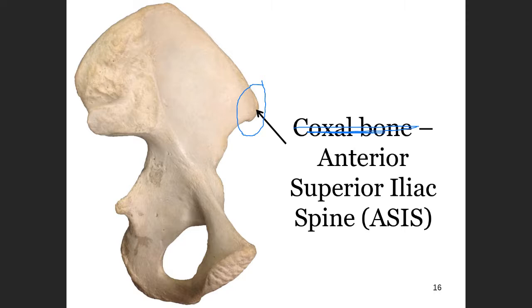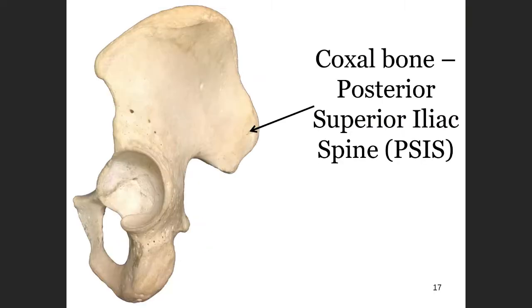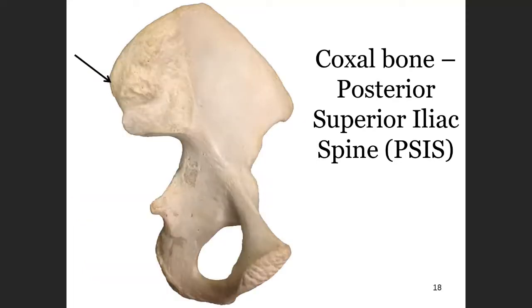Now we'll go to the back end of the bone, and this is one of those bumps that you feel on either side of your spine in your low back. That's the posterior superior iliac spine. Again, this is on the lateral view. Here's the posterior, that's the back. Here's the anterior, that's the front. Now we'll flip it over, and there's the posterior superior iliac spine right here.